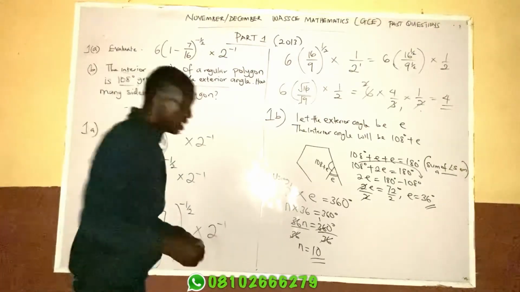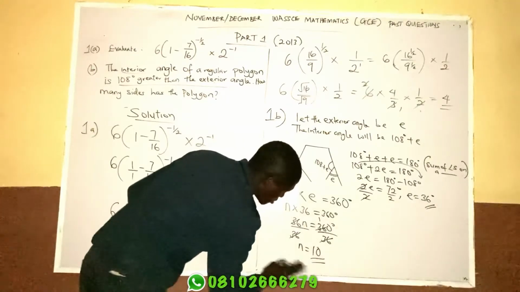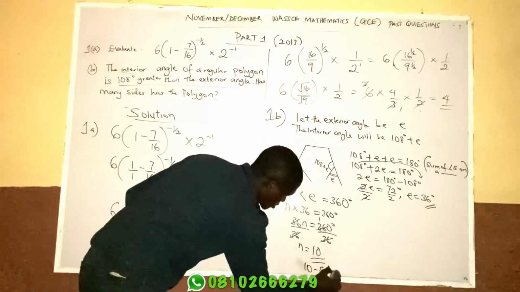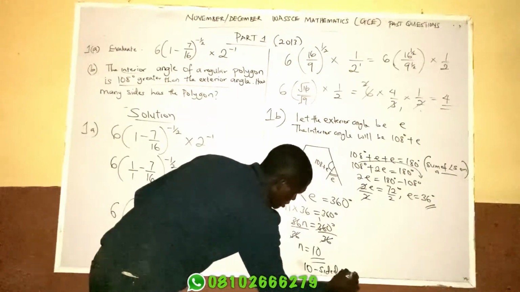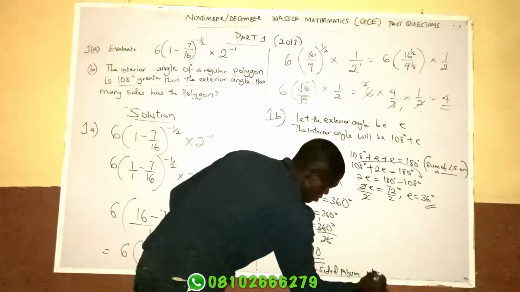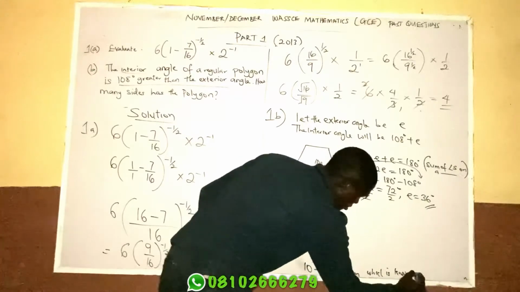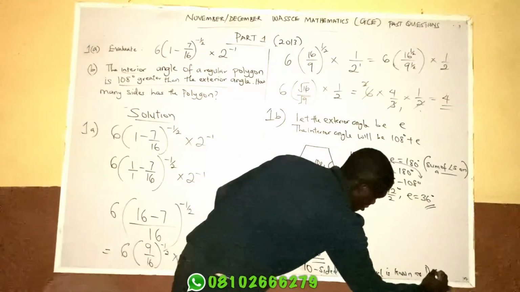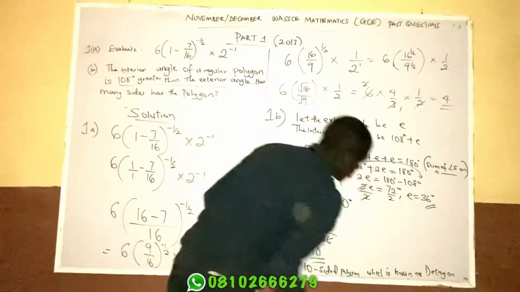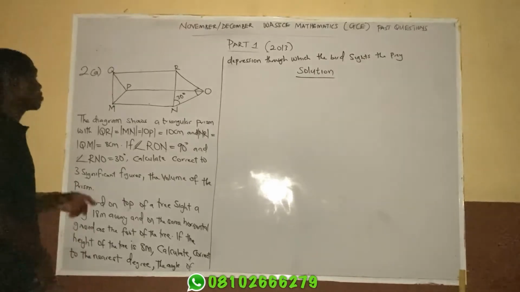It's 10 sides. n is equal to 10. So we have a 10-sided polygon, which is known as a decagon. So that's the number 2 question.